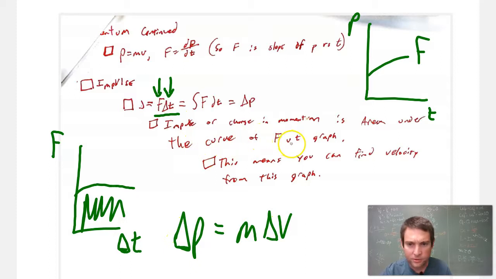The area under the curve of a force versus time graph means that you can find velocity from this graph. Good for me.